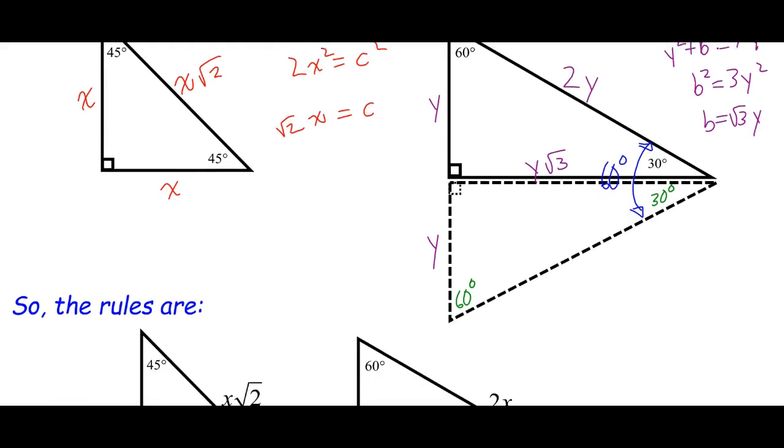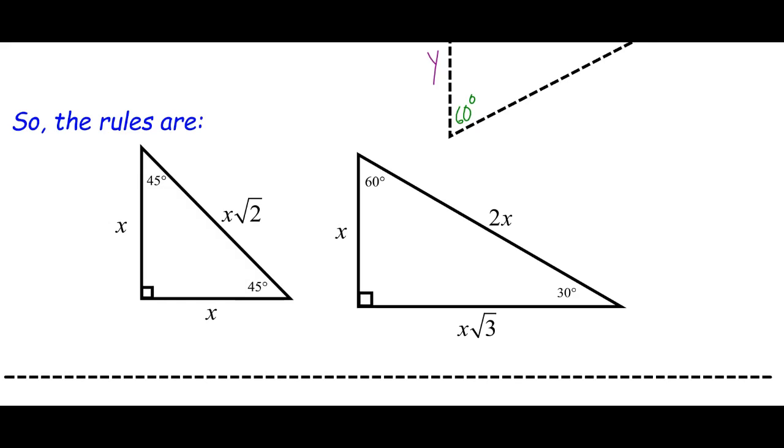And based on what we've just worked out there, these are the rules you end up getting. These are the proportions if your angles are 45 and 45. These are the proportions if your angles are 30 and 60.